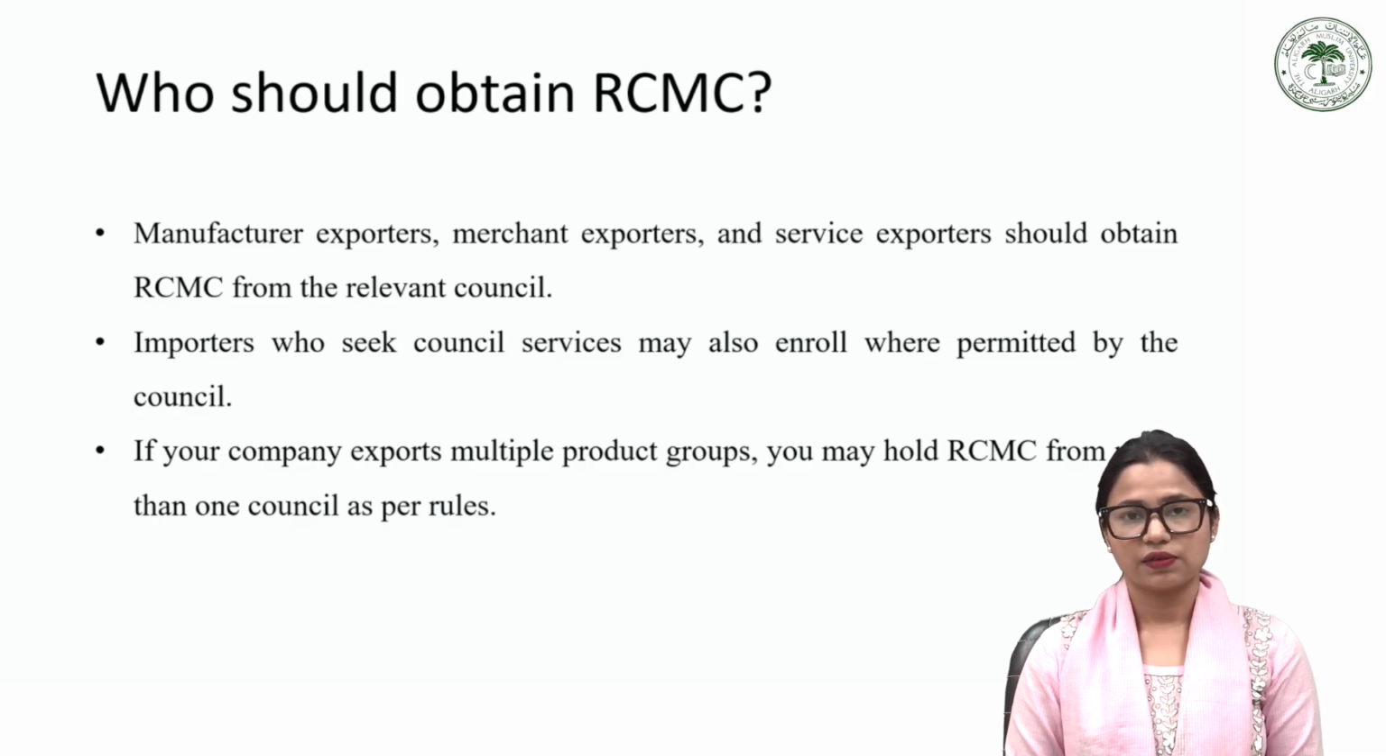So for example, if the exporter's company exports multiple product groups, then they can reach out to multiple export promotion councils and commodity boards according to the various product lines they are involved in. So at a time, an exporter can get multiple RCMCs based on the various product lines they are involved in.